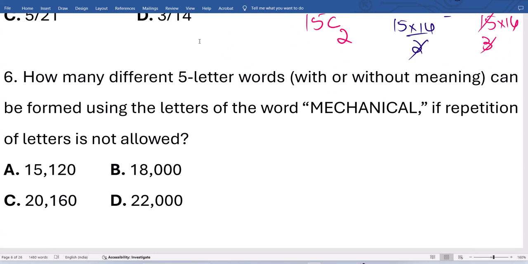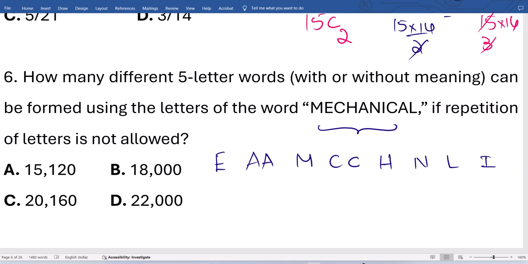How many different 5-letter? In mechanical, how many letters are there? 10 letters are available. Right. But that too unique how many? M is only one, E is only one, but A is twice repeated, C twice repeated, H is only one time, N also one time, L also one time, I also one time. So only thing repeated is this.